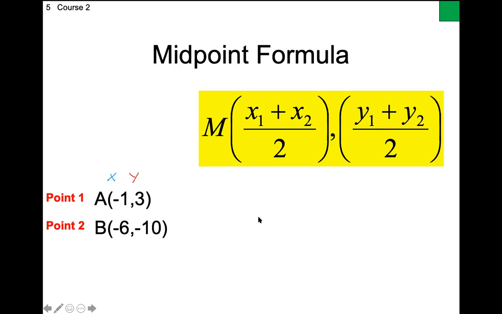Okay, so midpoint formula is easy. You just take the two x values, add them together. You take the two y values, add them together.